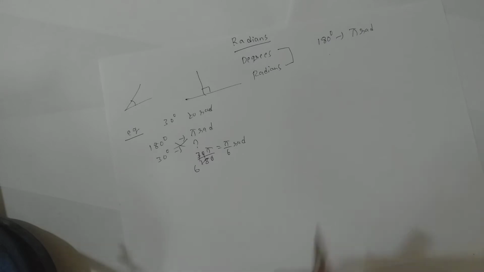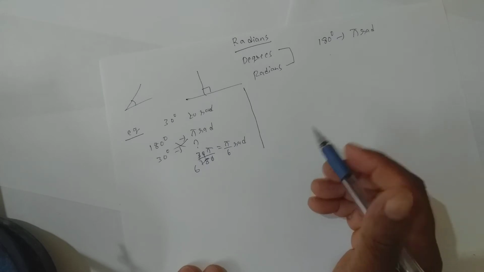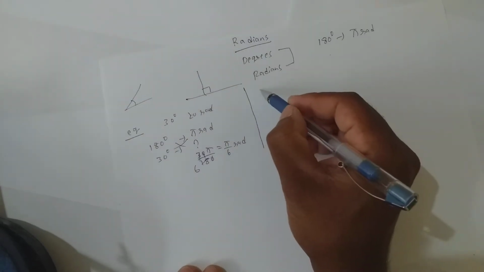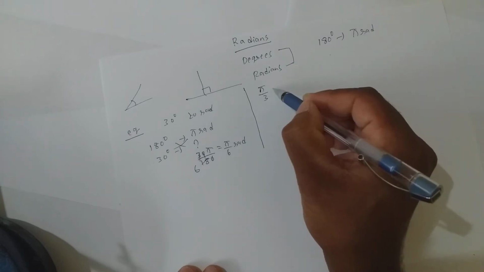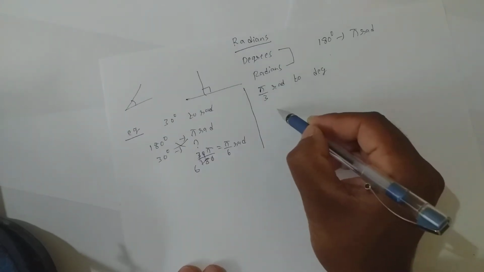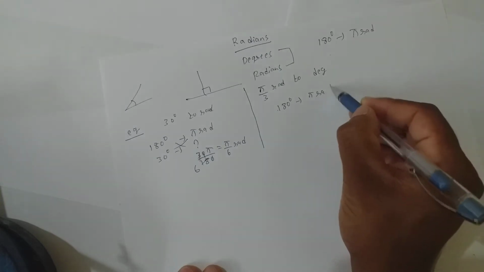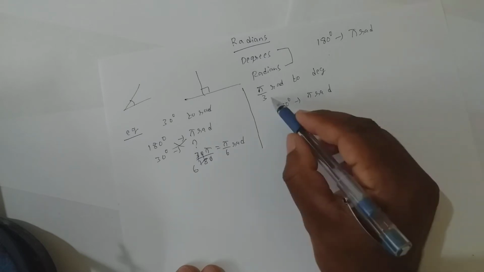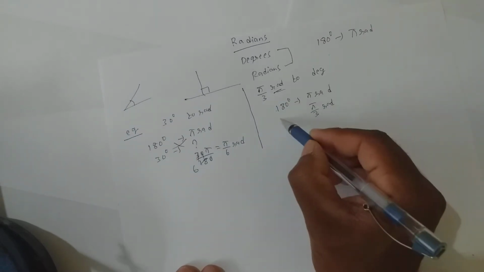Am I clear? Now the same thing if you want to change from radians to degrees, how do you do it? If you want to change pi by 3 radians to degrees, again the first line is the same: 180 degrees is nothing but pi radians. So it's in radians, so on this side you will be writing pi by 3 radians equal to how many degrees?